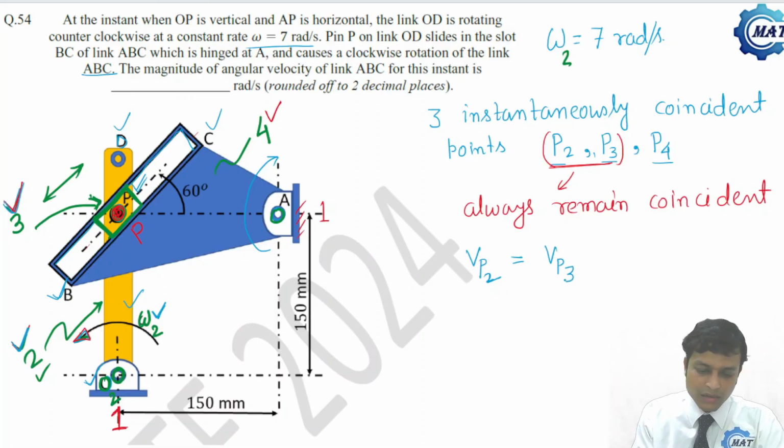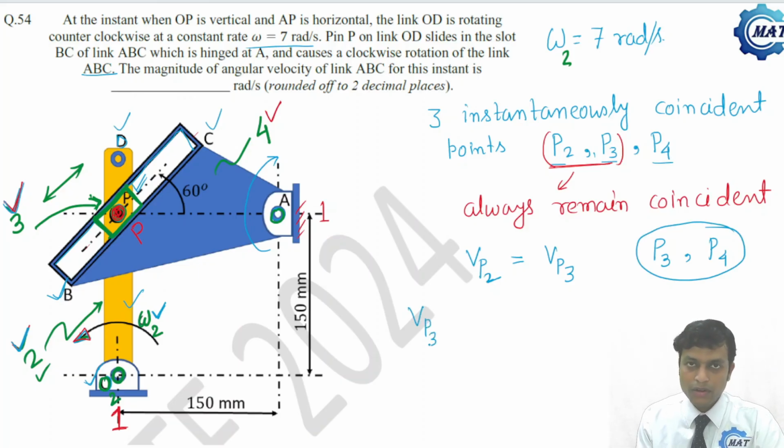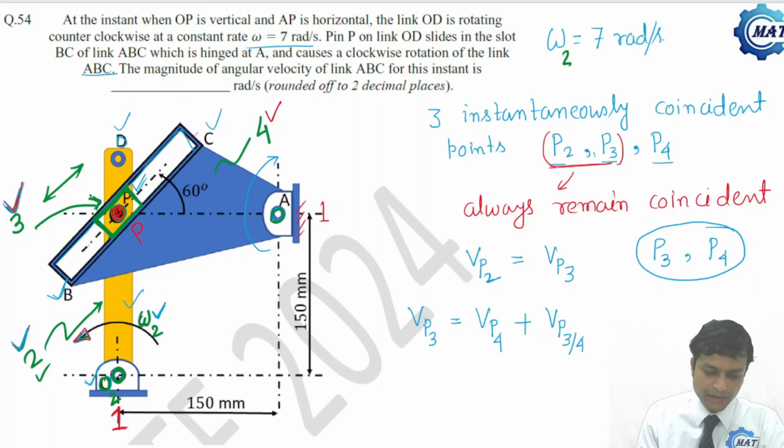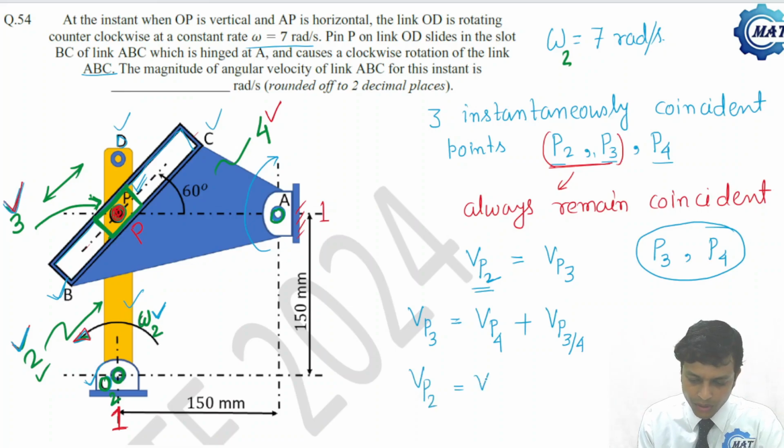Now let us consider point P3 and P4. What are the velocities? Vp3, that is the velocity of point P on body 3, is equal to the velocity of point P on body 4 plus the velocity of point P3 relative to point P4. Now Vp3 is also equal to Vp2. So let me write down here: Vp2 is Vp4 plus Vp3 by 4.